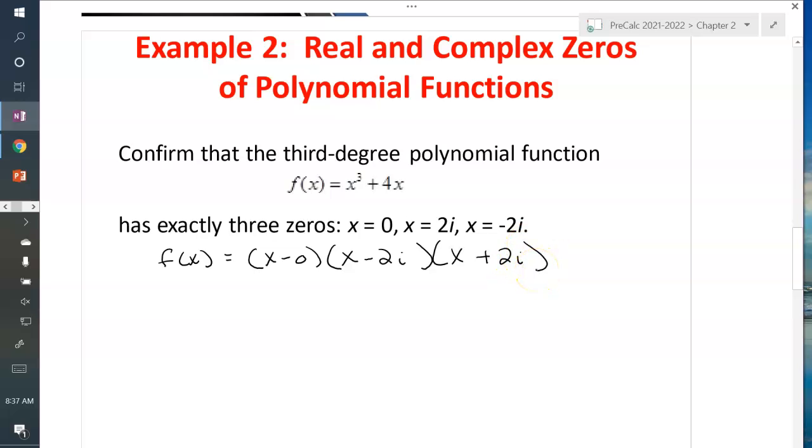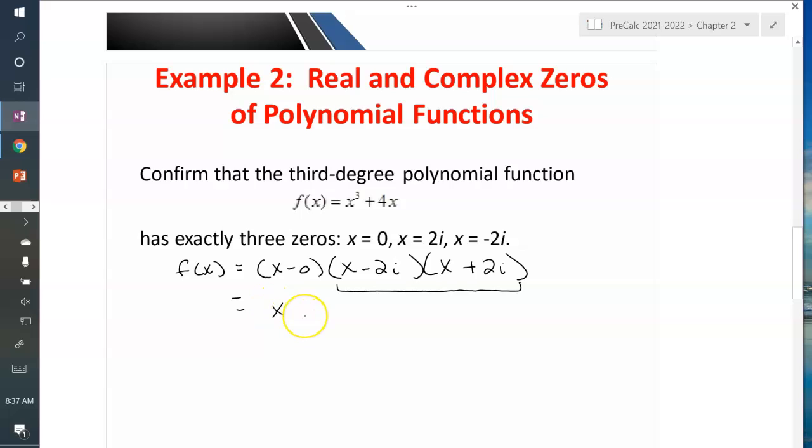Let's go ahead and do some distributing. I'm going to distribute those first, and I'm going to simplify. X minus 0 is just x. And then let's distribute. X times x is x squared. X times 2i is 2ix. X times negative 2i is a minus 2ix. And then I have a negative 2i times 2i. That gives me a negative 4i squared. And remember, i squared is the same thing as the square root of negative 1.